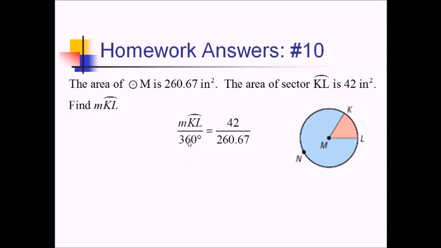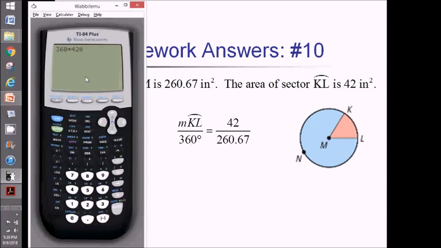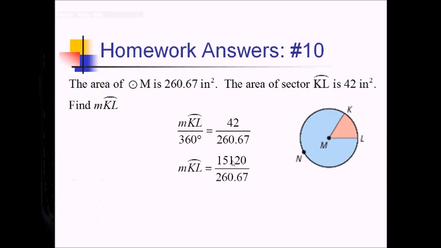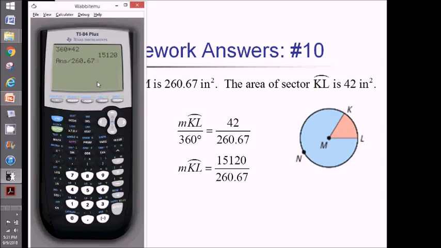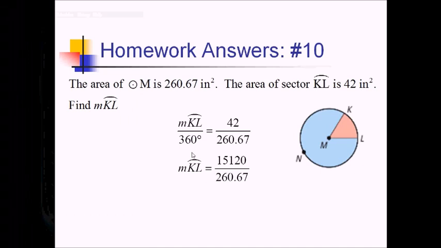If we multiply by 360 and then divide, that'll give us our measure. So 360 times 42 comes out to 15,120. And let's go ahead and divide that by 260.67 now. Letting the calculator do that division for us, we come up with 58 approximately, so we'll call that 58 degrees.